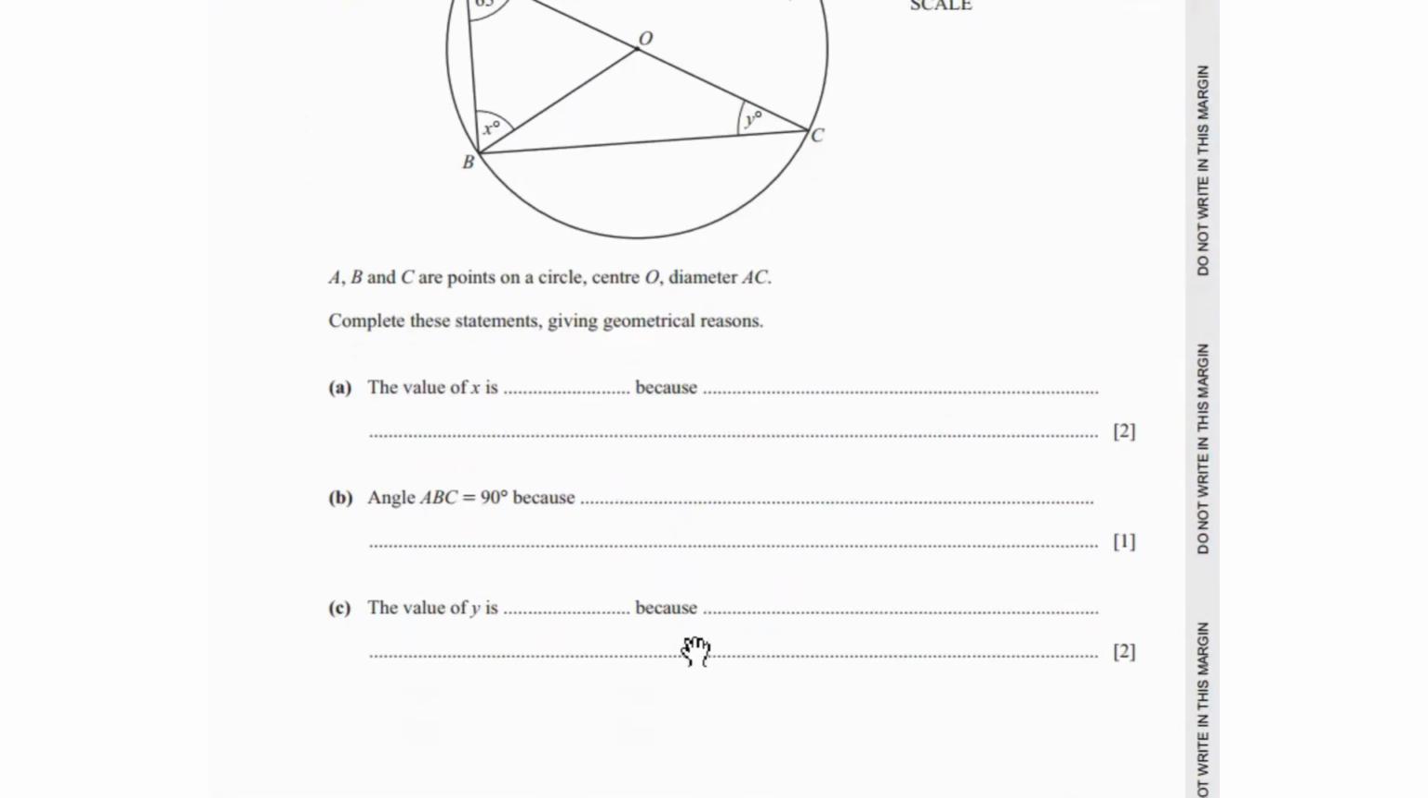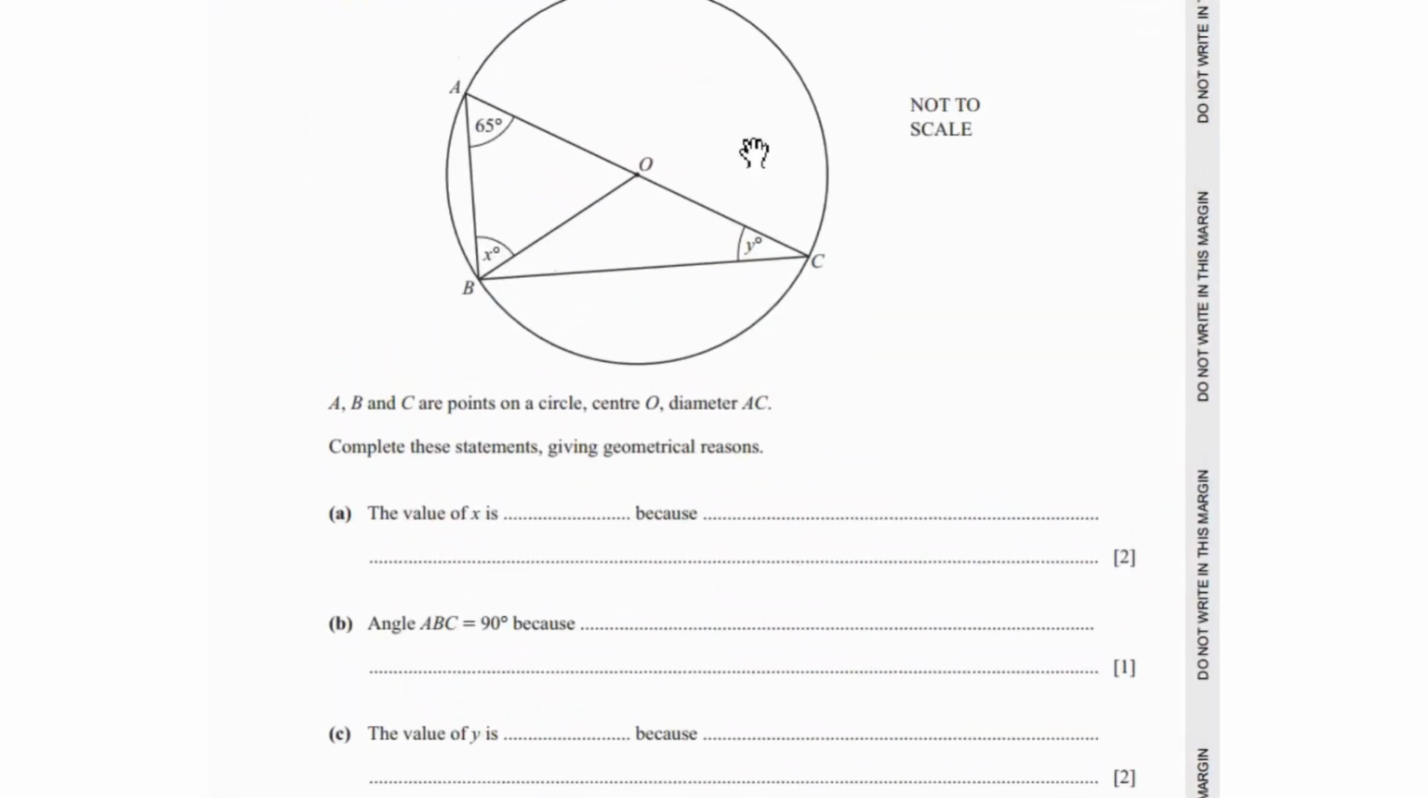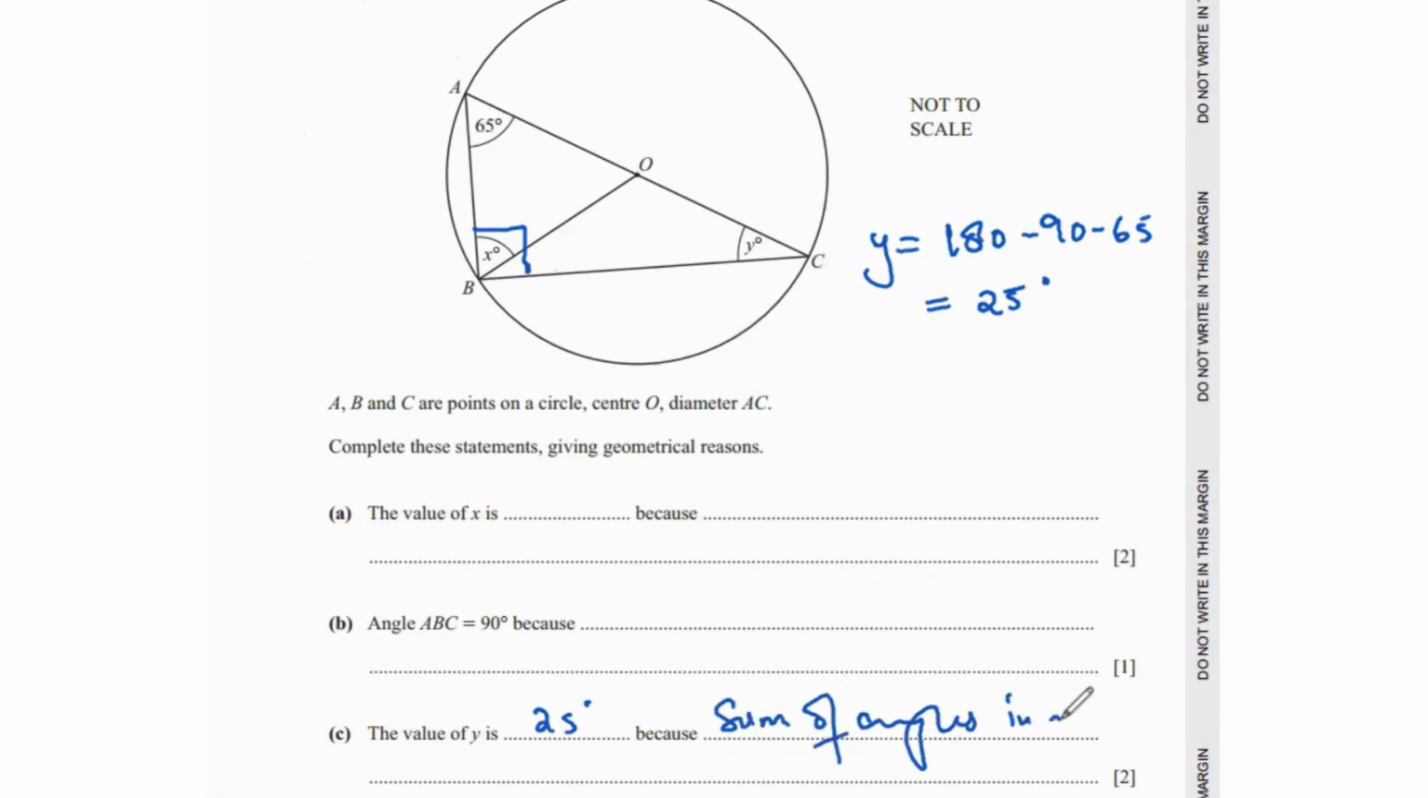Then the value of y is this because, if this is 90, y is going to be 180 minus 90 minus 65, which is 25 degrees. And the reason for that is the sum of angles in a triangle equals 180 degrees. Since we have two angles, the third angle can easily be found by subtracting them from 180.